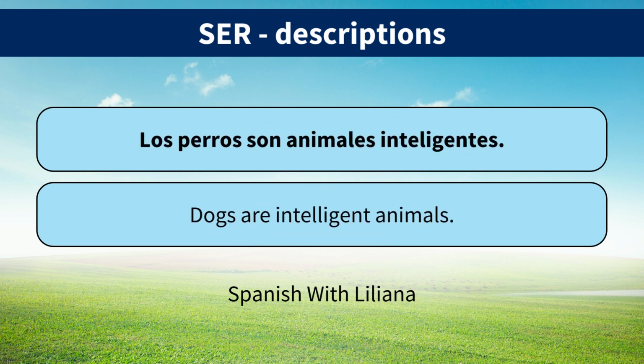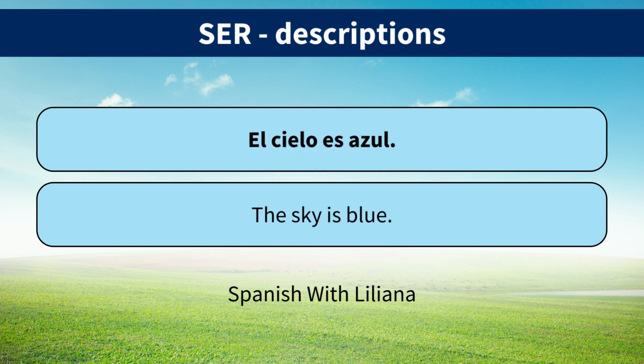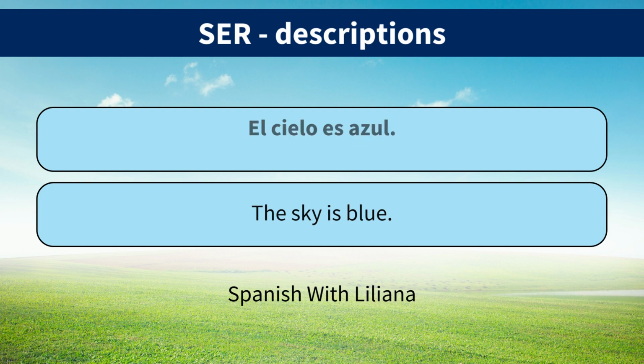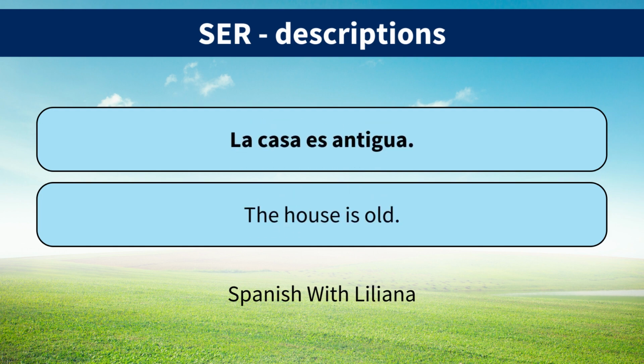Los perros son animales inteligentes. Dogs are intelligent animals. El cielo es azul. The sky is blue. La casa es antigua.